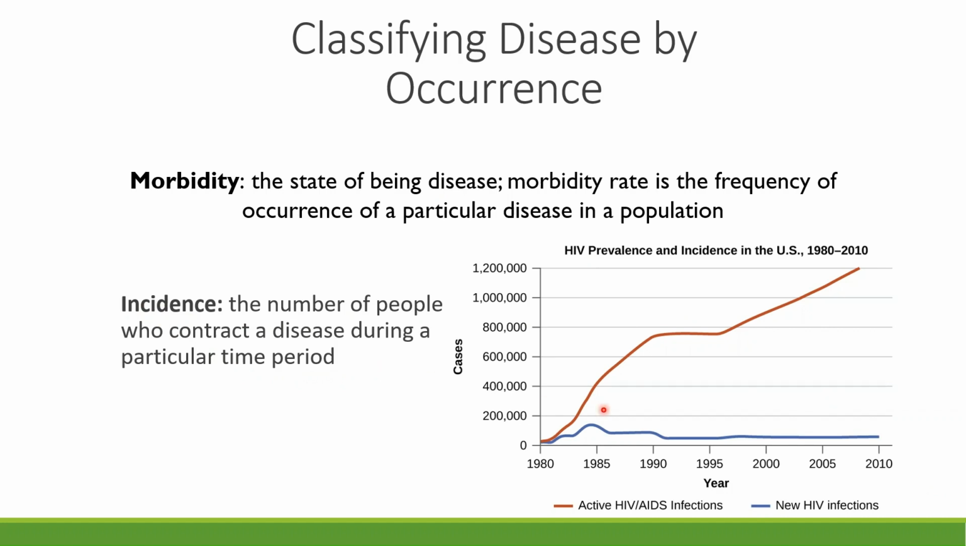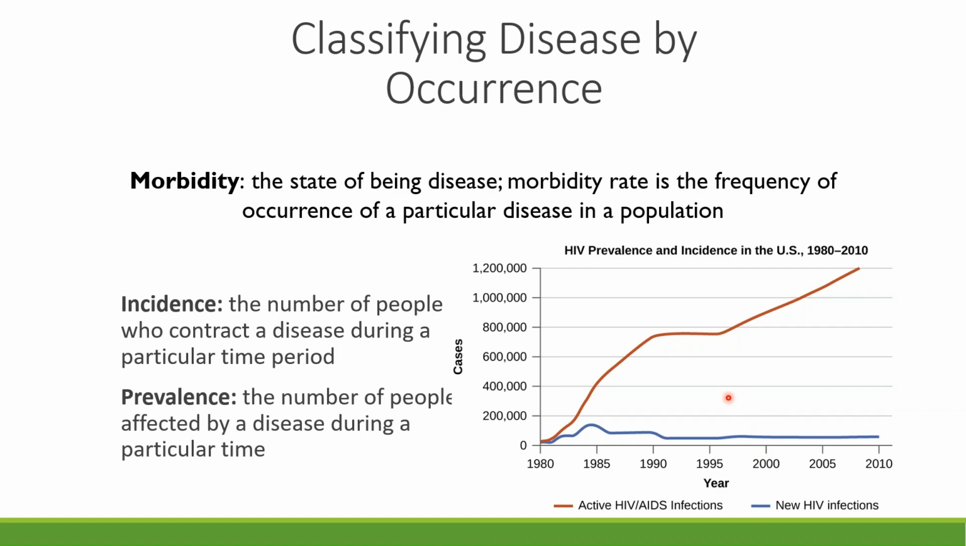A great way to examine this is by looking at human immunodeficiency virus, HIV, and we can look at all of the new contractions each year by looking at this blue line. So that would be the incidence. You could look at the incidence in 2010, in 2005, and 2000, and so on and so forth.